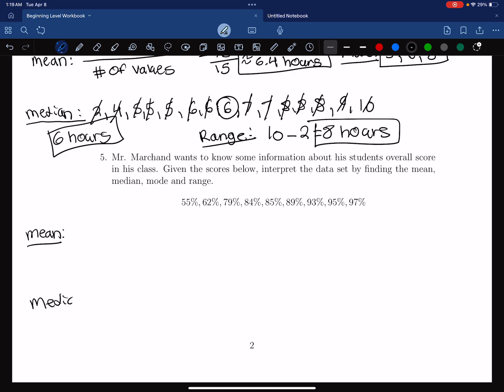Now looking at example 5, if you haven't yet, I really encourage you to pause the video before we work through it, as this is the last example of this section.